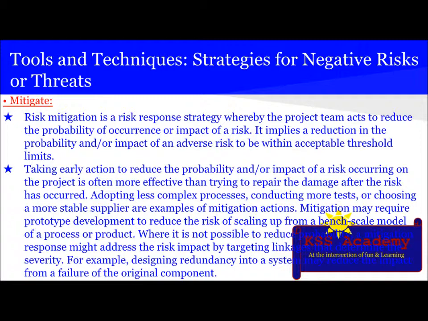Mitigation may require prototype development to reduce the risk of scaling up from a bench scale model of a process or product. When it is not possible to reduce probability, a mitigation response might address the risk impact by targeting linkages that determine the severity. For example, designing redundancy into a system may reduce the impact from failure of the original component.